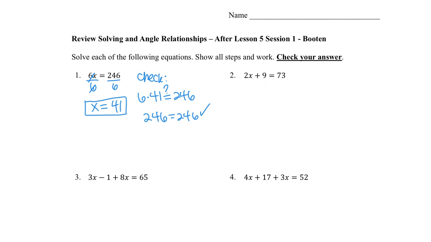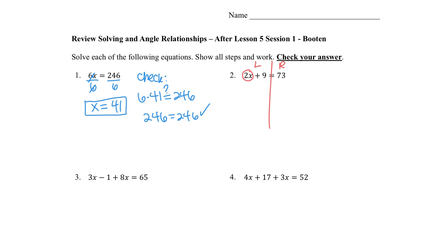2x plus 9 equals 73. So I'm going to circle the term with the variable since I have something else on that side too. So I have a term with a variable and I have a constant term. The other constant term's on this side. So I want to isolate this variable, so I need to have just the 2x on the left side of the equation. Everything else on the right side.